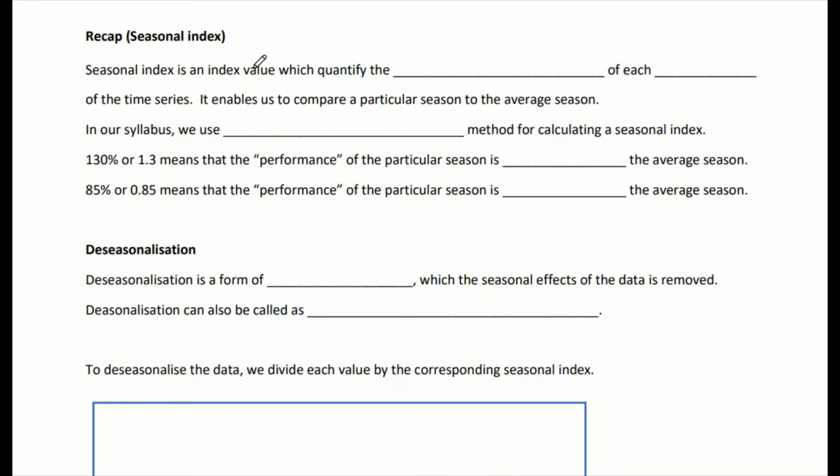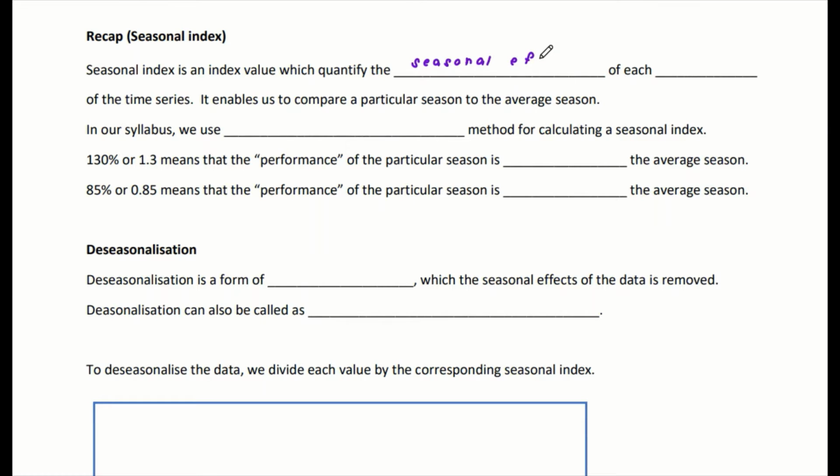In the previous lesson, we talked about what is defined by seasonal index and how to calculate it. Seasonal index is an index value which quantifies the seasonal effect. Normally we do deseasonalization for data which has a seasonal effect only, which means seasonal data. So we try to quantify what the seasonal effect is on each season in the time series. Why are we doing this? Because we want to be able to compare the season to the average season by looking at the whole situation in general.